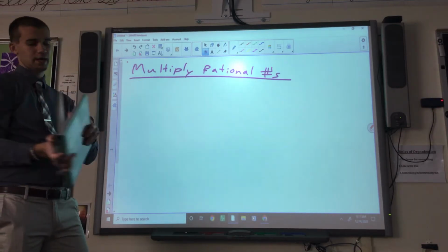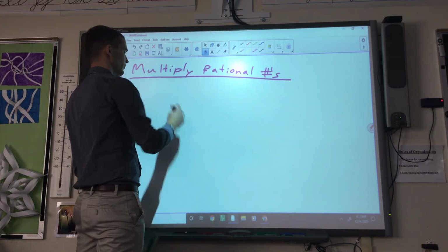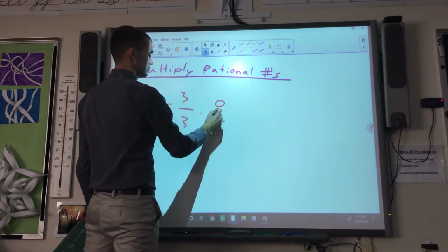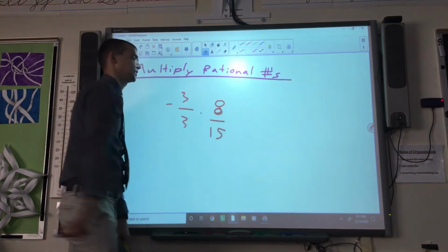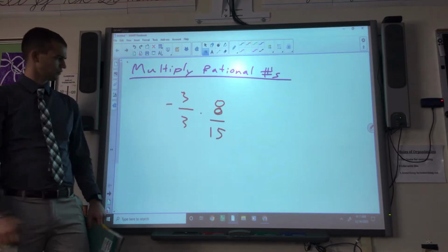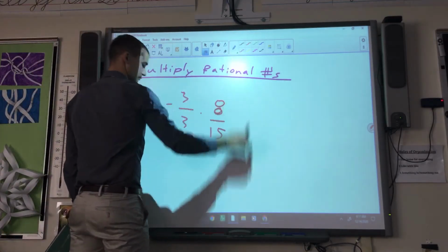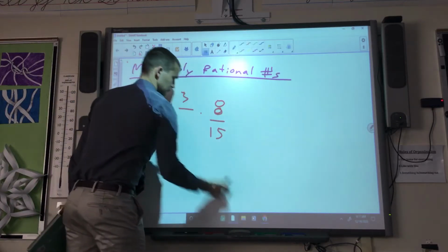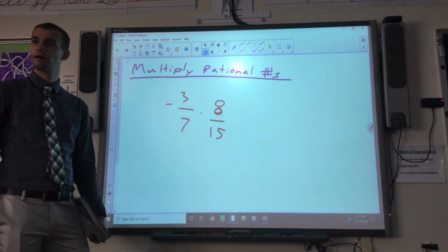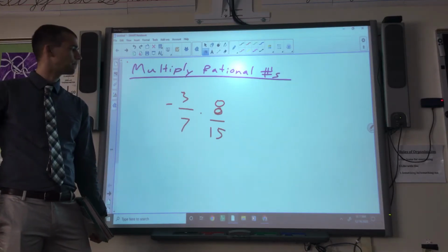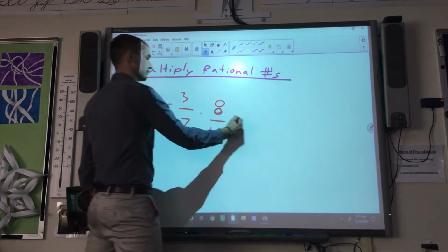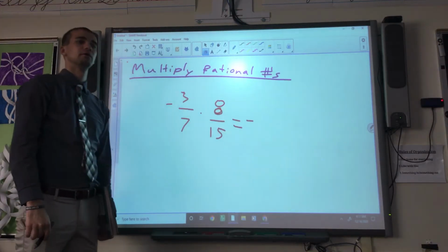So if you look at negative 3/7 times 8/15. First thing you should check for is what? What's the first thing you should be checking for? Negative. You do know that your final answer is going to be what? Negative, because you have one negative, one positive. So if you want to just write that down from the start, go for it. What's the next thing?